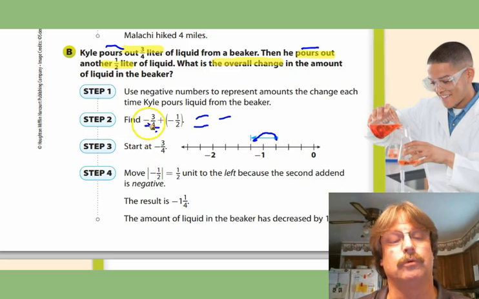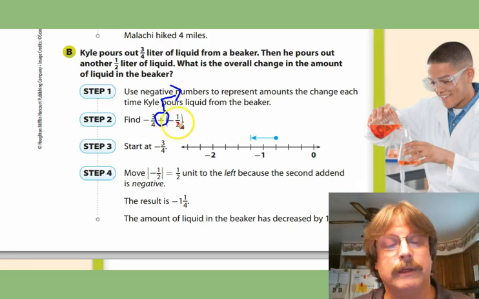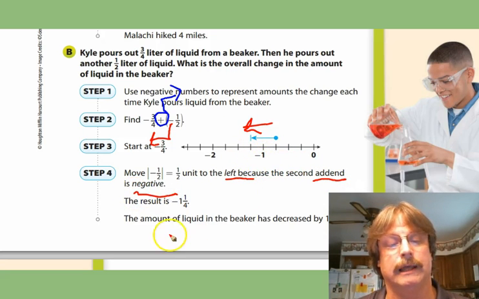If we follow our rules, this is where we start. This means to go right, but because we have a negative, this right here means we're going to make a U-turn. We're going to go the opposite direction. So that's why we head in this way. It tells you you're going to go left because the second add-in is negative. And then we end up being at 1/4.